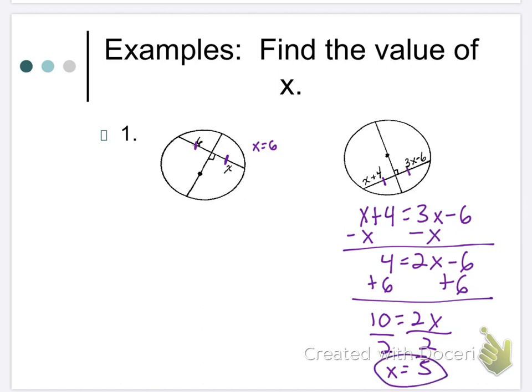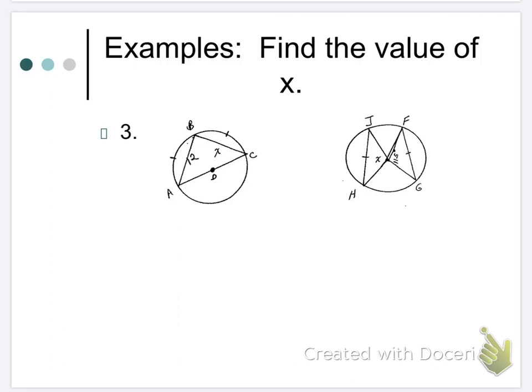Okay, let's go on to our next one. Here you see that you have a triangle on the inside with a side length of 12. You see that these arcs are congruent, so that means that this side length also is going to have to be the same length because it has the same arc measure. So this x has to be 12.